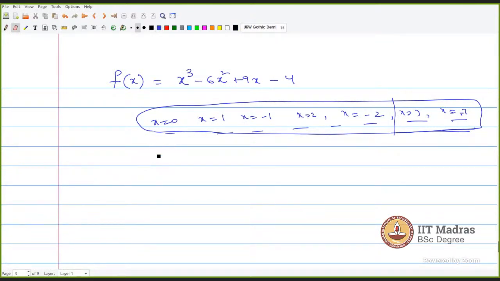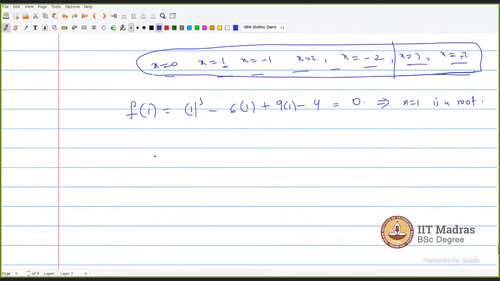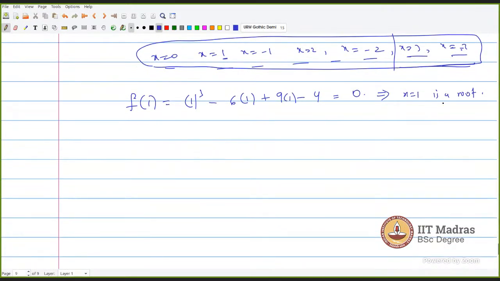Likewise, when I substitute x equals 1, f of 1 is 1 cubed minus 6 plus 9 minus 4, which is actually 0. This implies that x equals 1 is a root. Once you get that, use the division. x equals 1 is a root, which means x minus 1 is a factor of the polynomial f of x. So I have x minus 1.